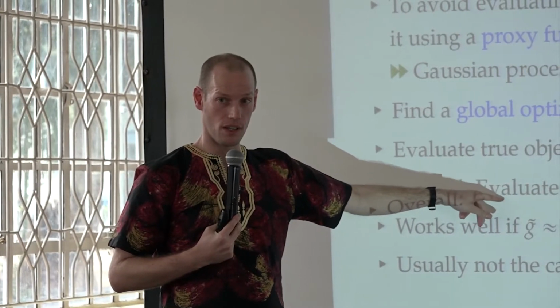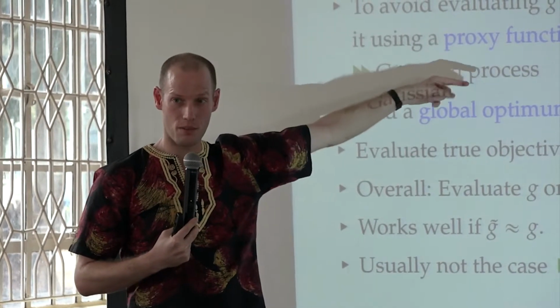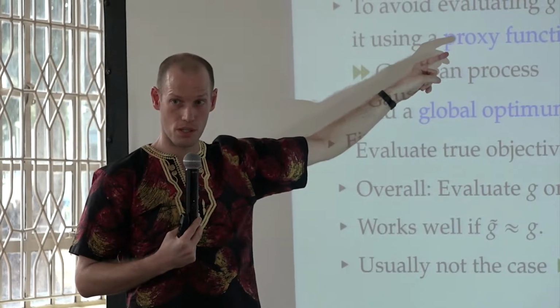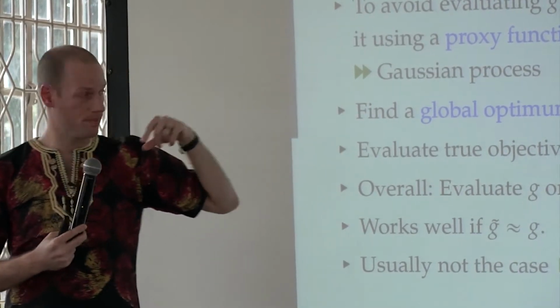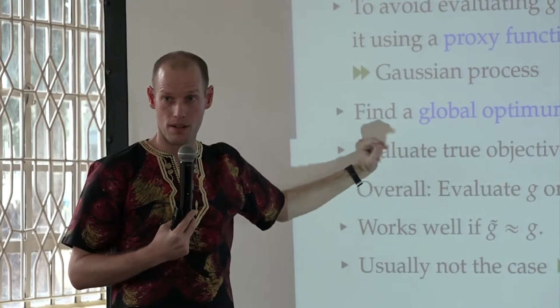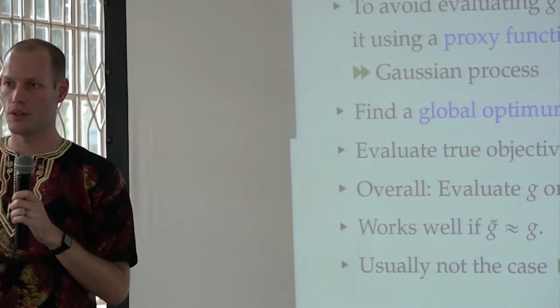And that works well if g tilde and g are very close. But that's usually not the case, and that means you have to repeat this cycle. So if you get an evaluation of g here, then you add this to your training data set for the Gaussian process, you update your model, and then you run through this pipeline again. So that's the idea of how Bayesian optimization works.